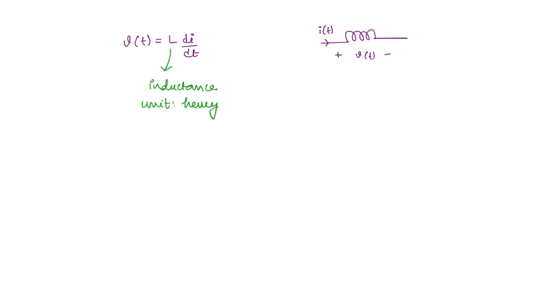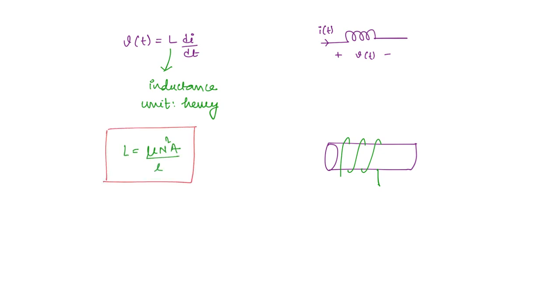Now the inductance is going to depend on that particular coil. Let us first take the core, and on this core the coil is wound. What is the inductance of this particular coil? It is given by L is equal to mu n square A by l. Now we will see what each of these terms means. First, mu is the permeability of the core. The coil is wound on a core, so the permeability of that core is mu. It is given by mu naught into mu r. What is mu naught? It is the permeability of free space.